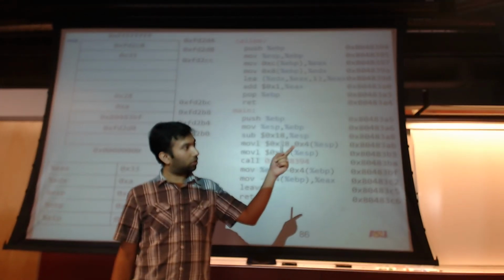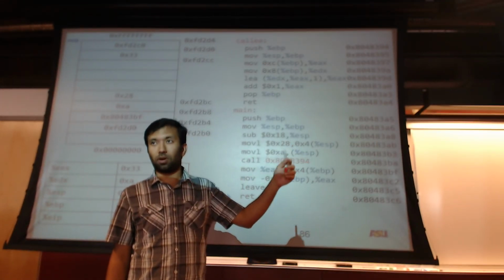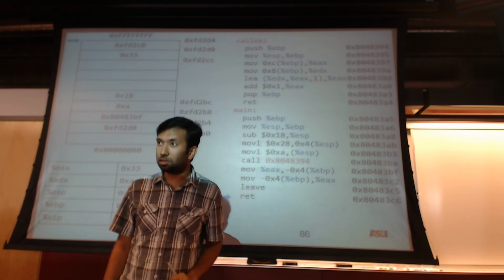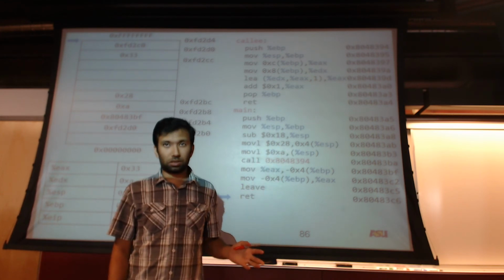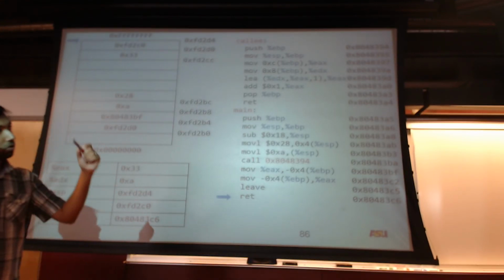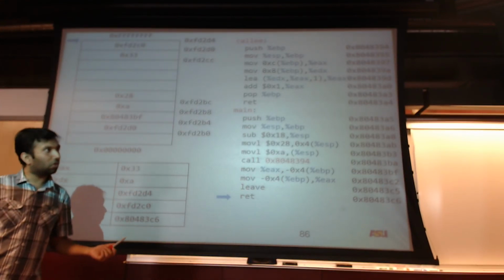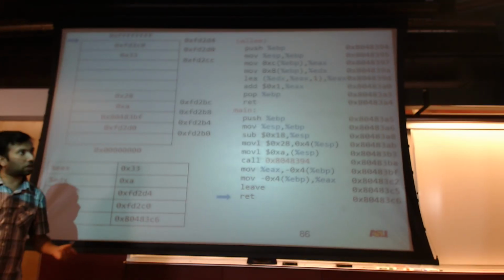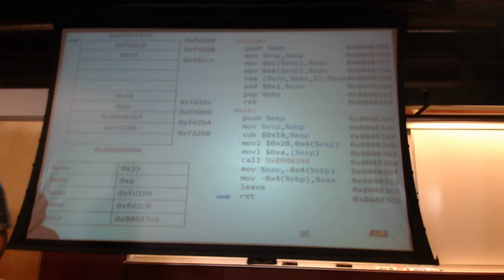Main moves these variables 40 and 10 into ESP plus 4 and into ESP, right? So some portion of the stack is there. Now you go to callee. How does callee know that I have to do EBP plus C to get the first argument, and EBP plus 8 to get the second argument? How does callee know?